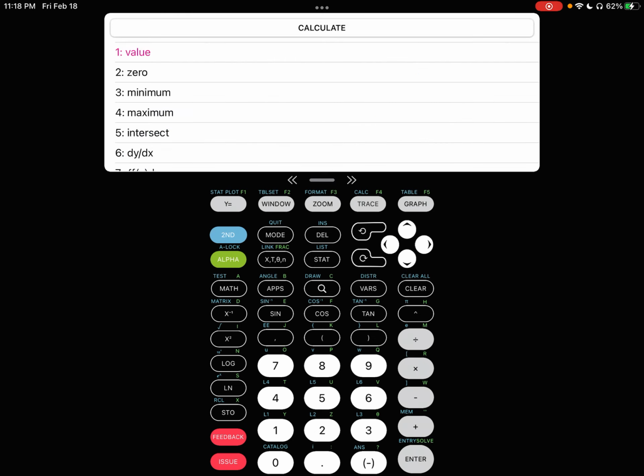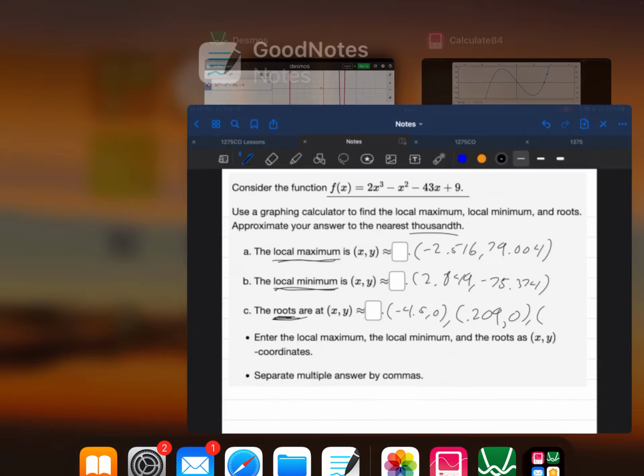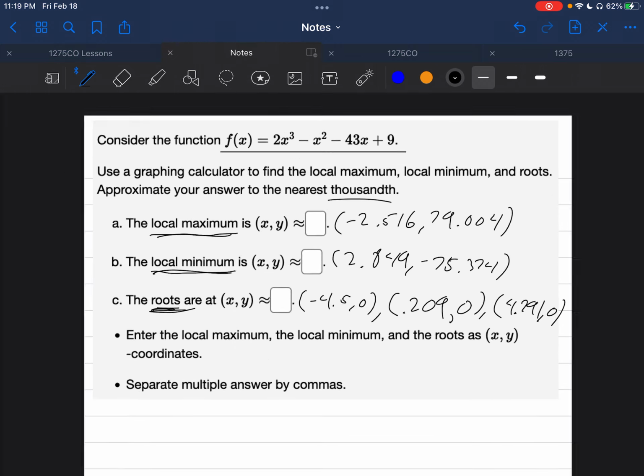So hit second, hit calculation, move down to choice number 2, hit enter for the left boundary, and then move your cursor, cross that root with the cursor so that you can hit enter on the right boundary. 4.791, comma 0 is that third root. Right, so that's how you find a local maximum, local minimum, and the roots of a function using your calculator.